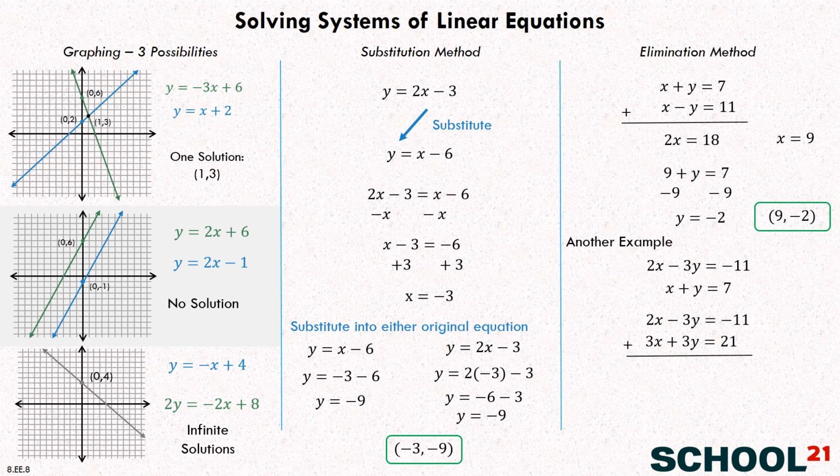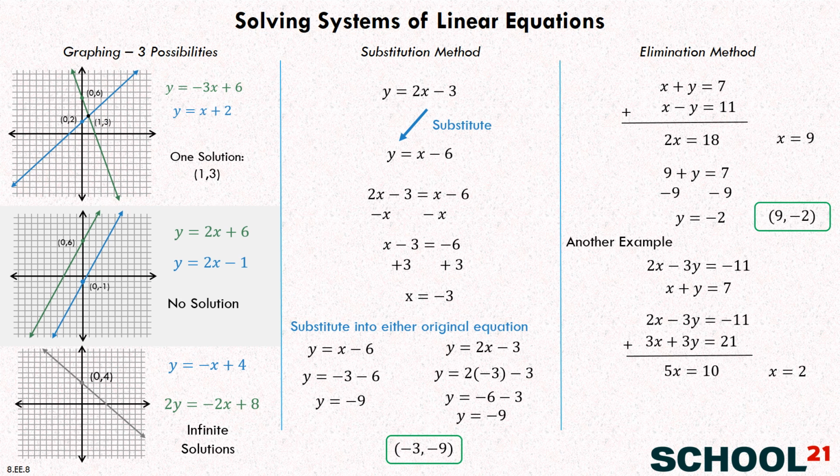So what will we have on the left side? 5x. Good, and then the y's will go away. And what will we have on the right side? 10. Yep, negative 11 plus 21 is 10. So we have 5x equals 10. So what does x equal then? 2, good, because we divided both sides by 5.